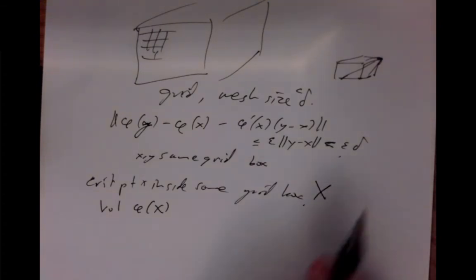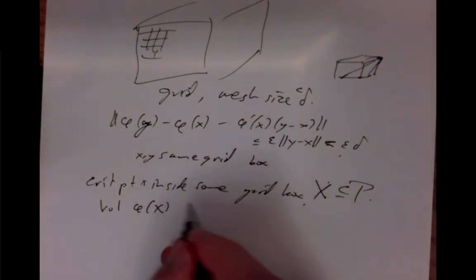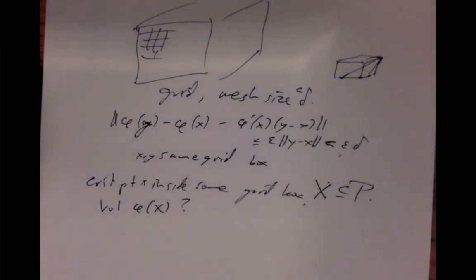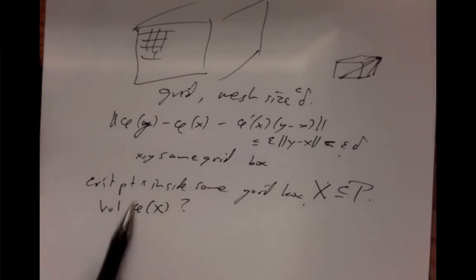And capital X will be one of the many grid boxes inside P. It'll be a tiny little grid box that happens to contain a critical point. So we want to calculate out this volume, or estimate it. That's the problem. In other words, we're calculating the volume of the image, and we're going to try and show that we can cover the image of the critical points in little tiny boxes. The image of the critical points is the critical values. We want to show we can cover them in little tiny boxes.